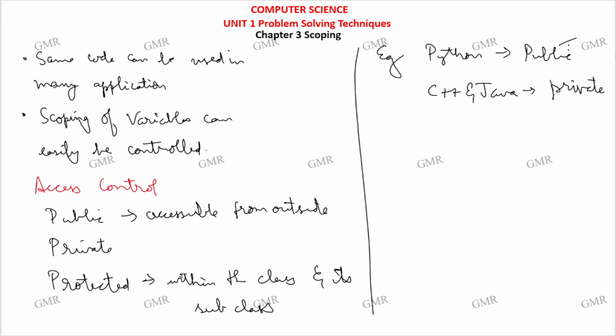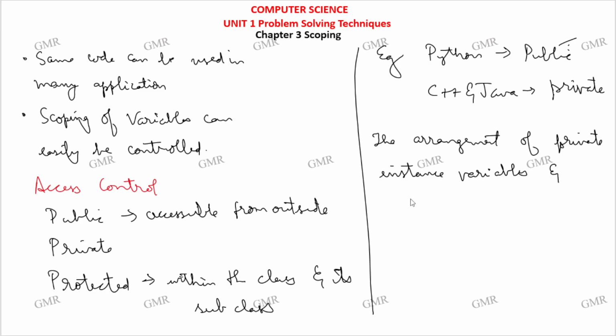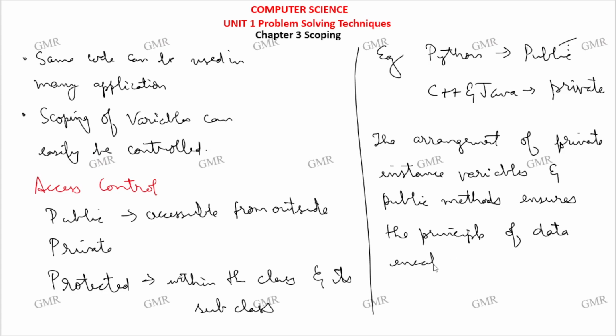One important 2 mark question: the arrangement of private instance variables and public methods ensures the principle of data encapsulation. So this is important for the exam.